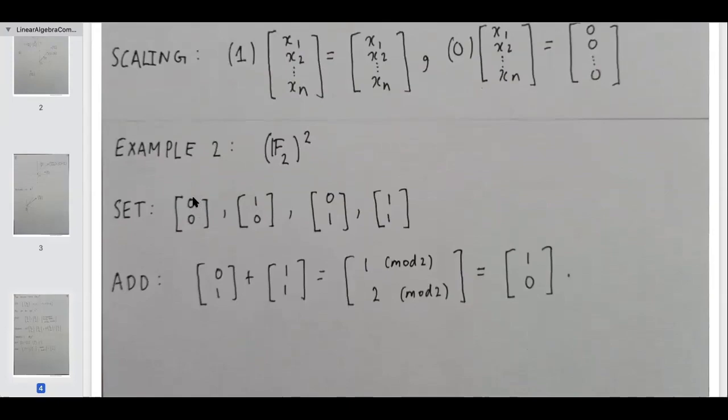So all the vectors are 0 0, 0 1, 1 0, 1 1. So there are only four vectors in this set. And this is an example of vector addition in this set. So 0 1 plus 1 1. We add the first component, so that gives 1 modulo 2. And the second component is 2 modulo 2. But 1 modulo 2 is just 1 and 2 modulo 2 is 0. Okay, so in this set, when we add the vector 0 1 plus 1 1, we get the vector 1 0.